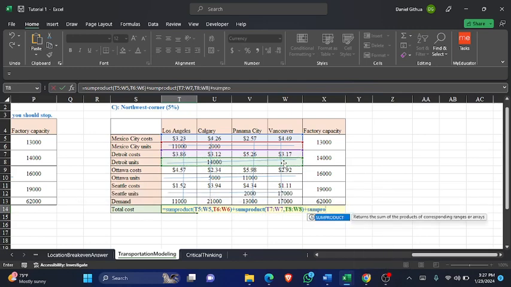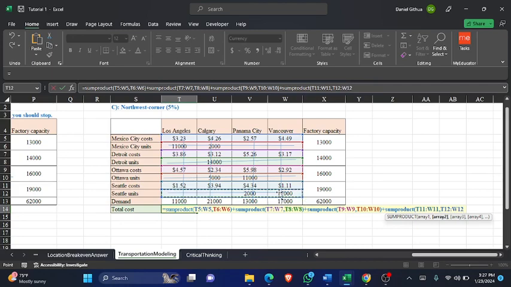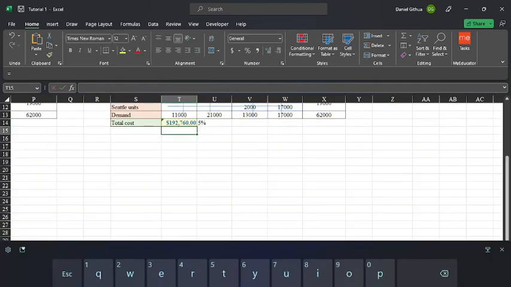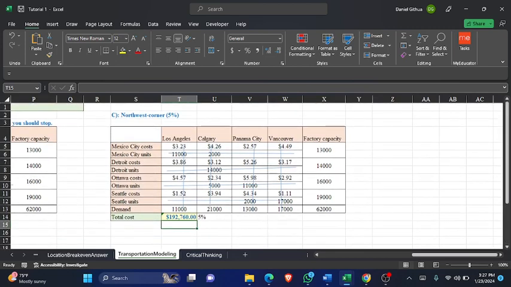Plus sum product here on the third one, sum product of this one. Also ensure that you don't get those lines, and that's correct. Plus sum product of the last one. Let's be careful not to highlight the lines to avoid that. Yeah, now it's okay. Then press enter. And that is the same value we got in the beginning of the video. And that's how we do the northwest corner method.